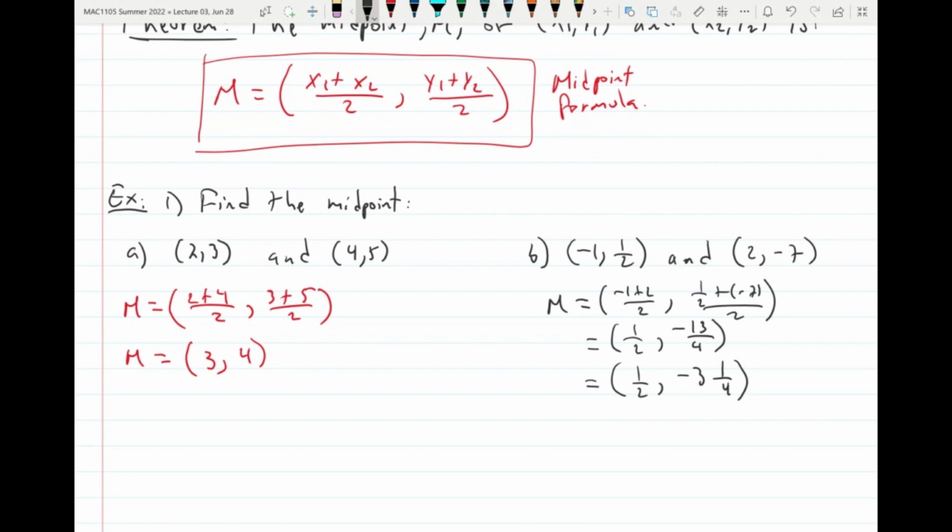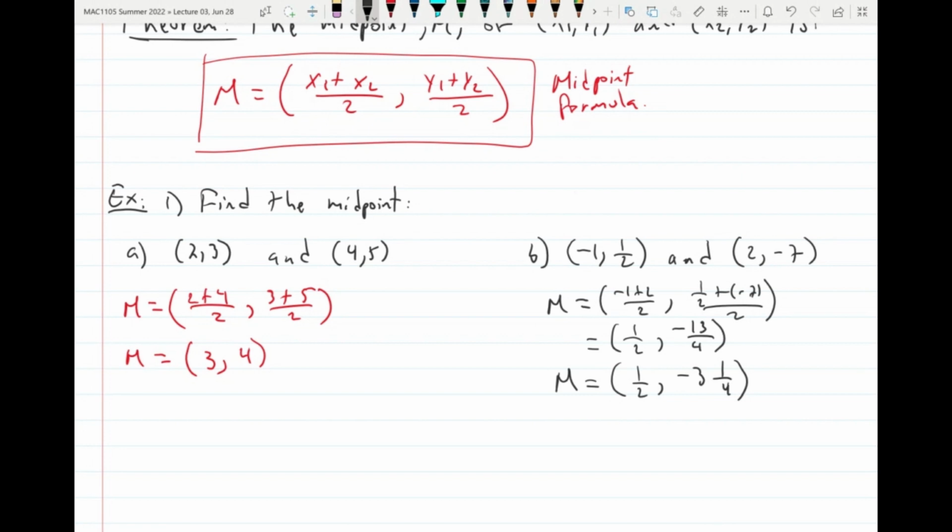So that's how you go from mixed to improper: 7 times 8 plus 1, and then you keep the same denominator. That's how you go back. And 3 times 4 plus 1 is 13. Good. All right. Questions? All right, good. So this is how we find the midpoint.